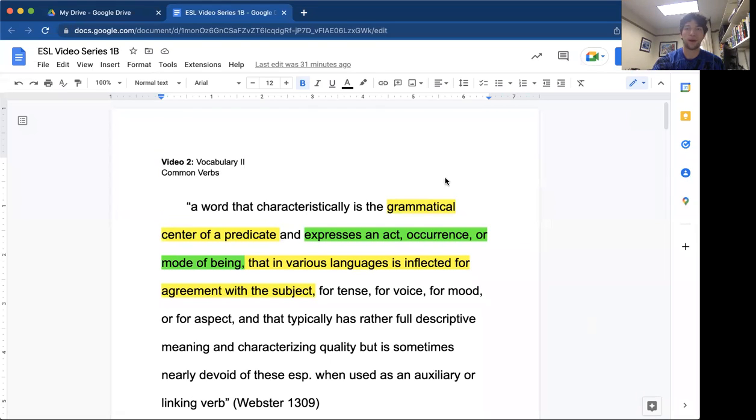So share screen. Perfect. Okay. Does that look all right? We'll do that. Okay, cool.